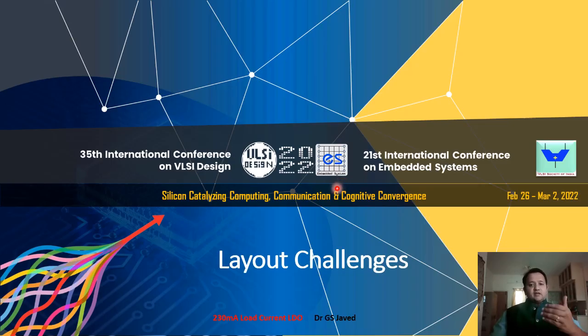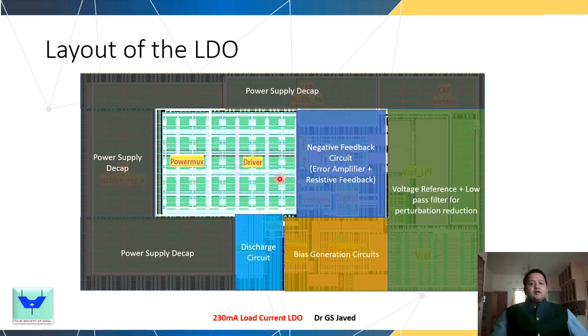Now we will look at some of the details of the layout challenges. Before we go into the layout challenges, we can give a quick overview of how the layout of the LDO has been laid out. Here we have the driver circuit present predominantly in the center, which will take care of the current delivery and also the load current. On the left hand side of the driver, the area is covered with the power supply decap, which can be partitioned into the output node and the input node.